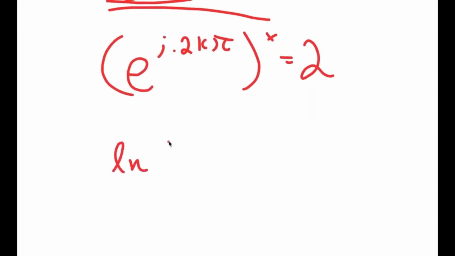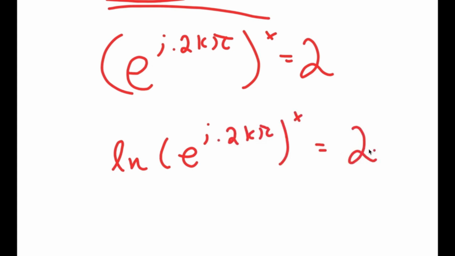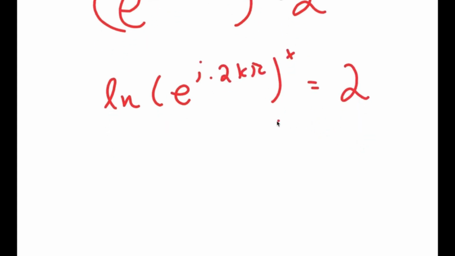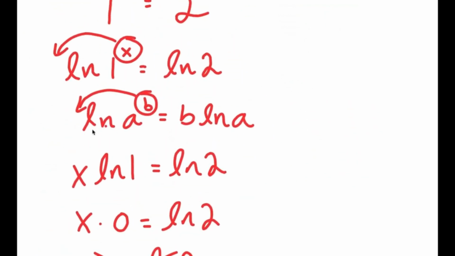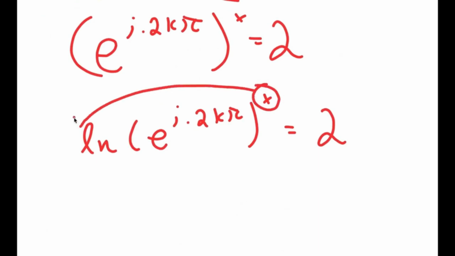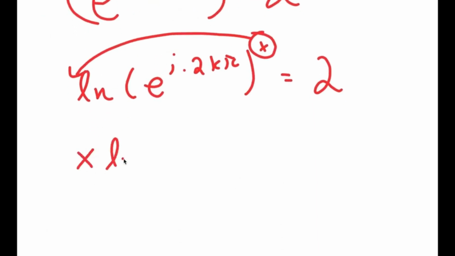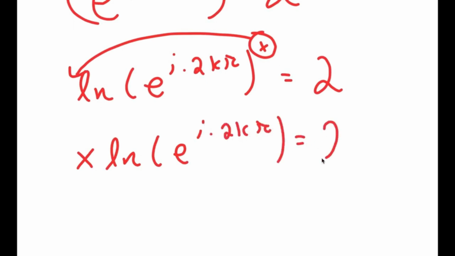So now I get ln of e to the power of i times 2k pi to the power of x is equal to 2. Now, if I have something in the form ln a to the power of b, this is equal to b times ln a. So I can move x to the front, and this is going to equal x times ln e to the power of i times 2k pi, which is equal to 2. Sorry, ln of 2.